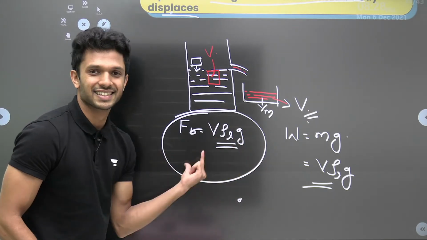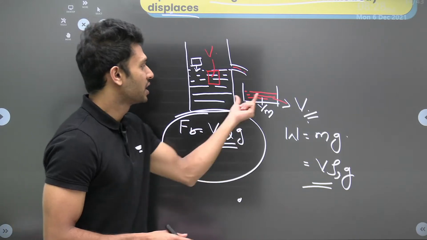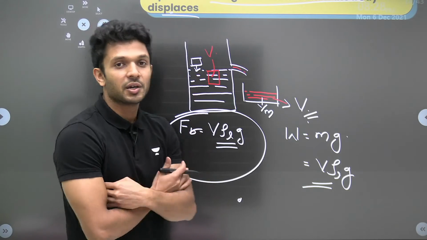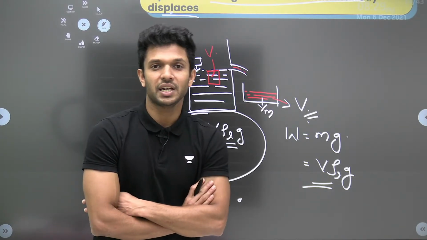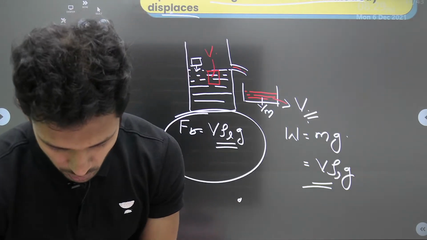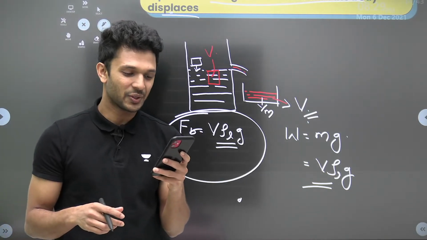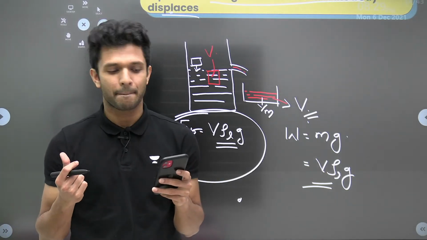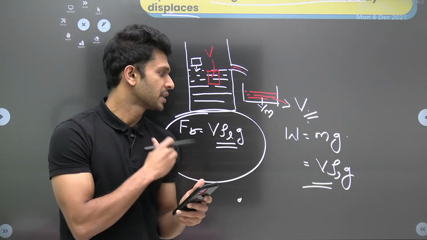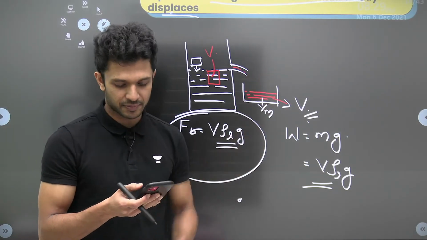Can you relate? Obviously, the buoyant force is equal to the weight of the liquid that is being displaced from this bigger container, and this itself is explained or defined in our Archimedes principle. It's a very small, simple thing. Did you understand? This is Archimedes principle. Buoyant force is equal to the weight of the fluid that is being displaced.